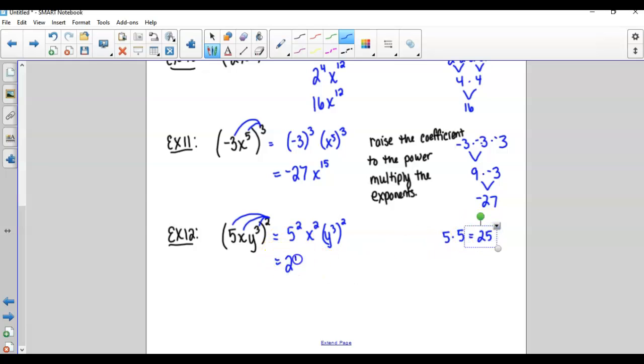So 25. And then x, there's nothing special going on here. We're just going to have x squared. And then here we've got y to the third raised to the second power. So we're raising that power to a power. So that is going to give us y to the 6th.